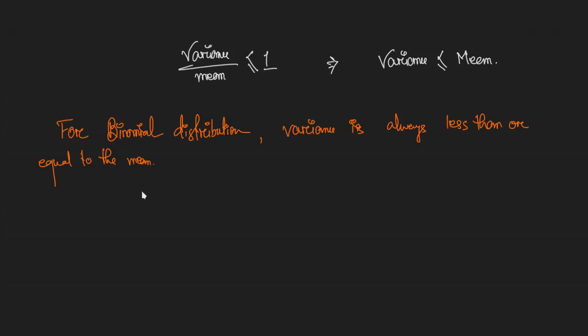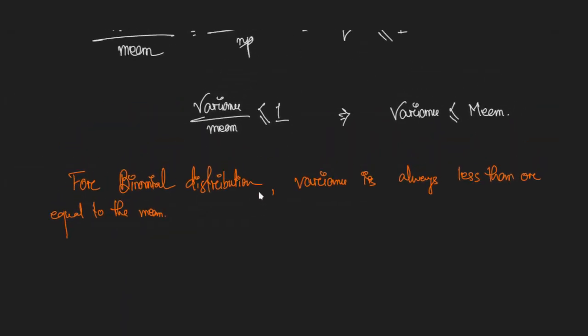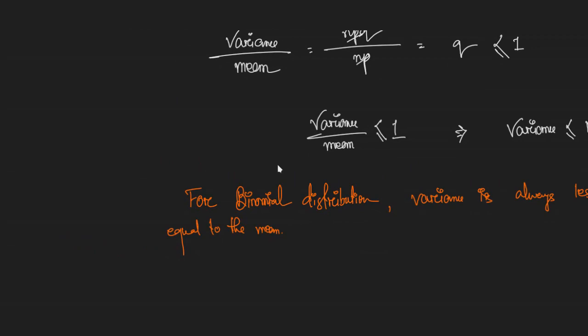Now sometimes you may ignore the equal sign in variance less than or equal to mean. Why ignore it? Because if q is equal to 1, that means probability of failure is certain, so success is impossible. If q is 1, then p becomes 0. P equal to 0 means success is an impossible event. So with an impossible event, the binomial distribution has no role.